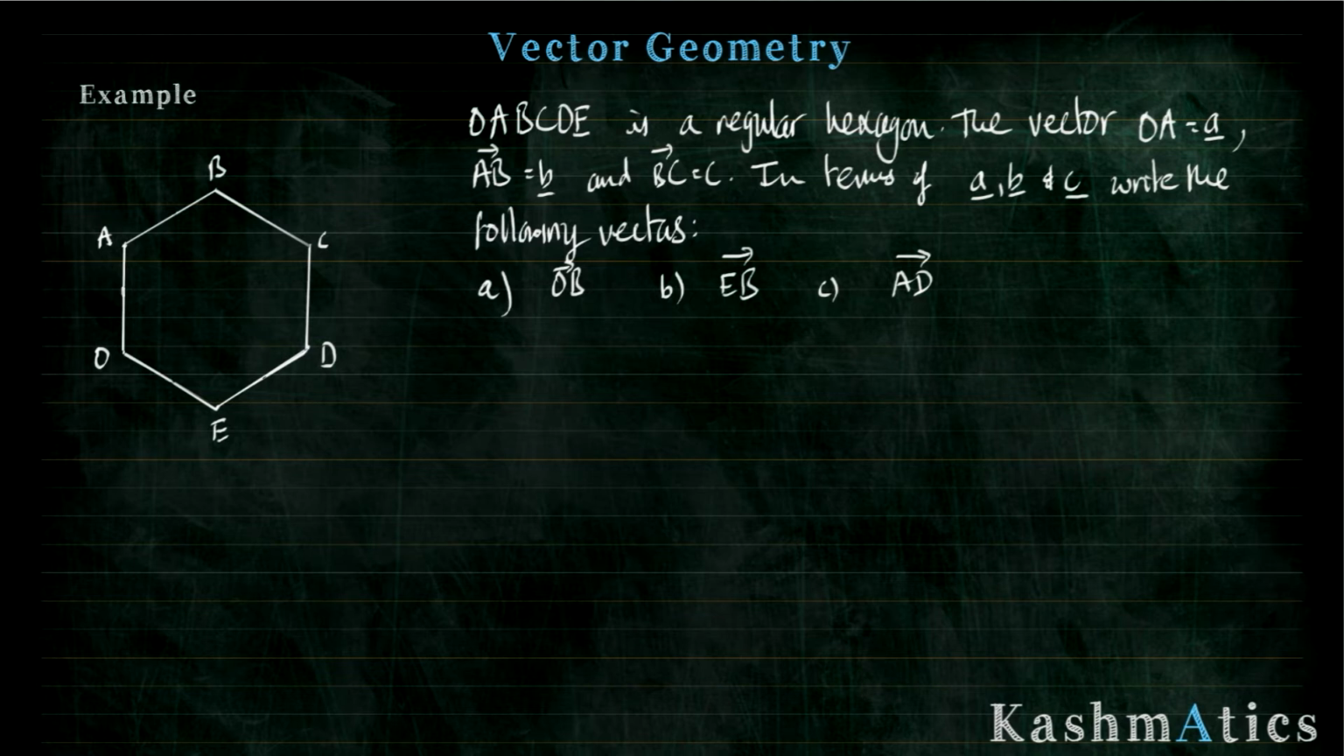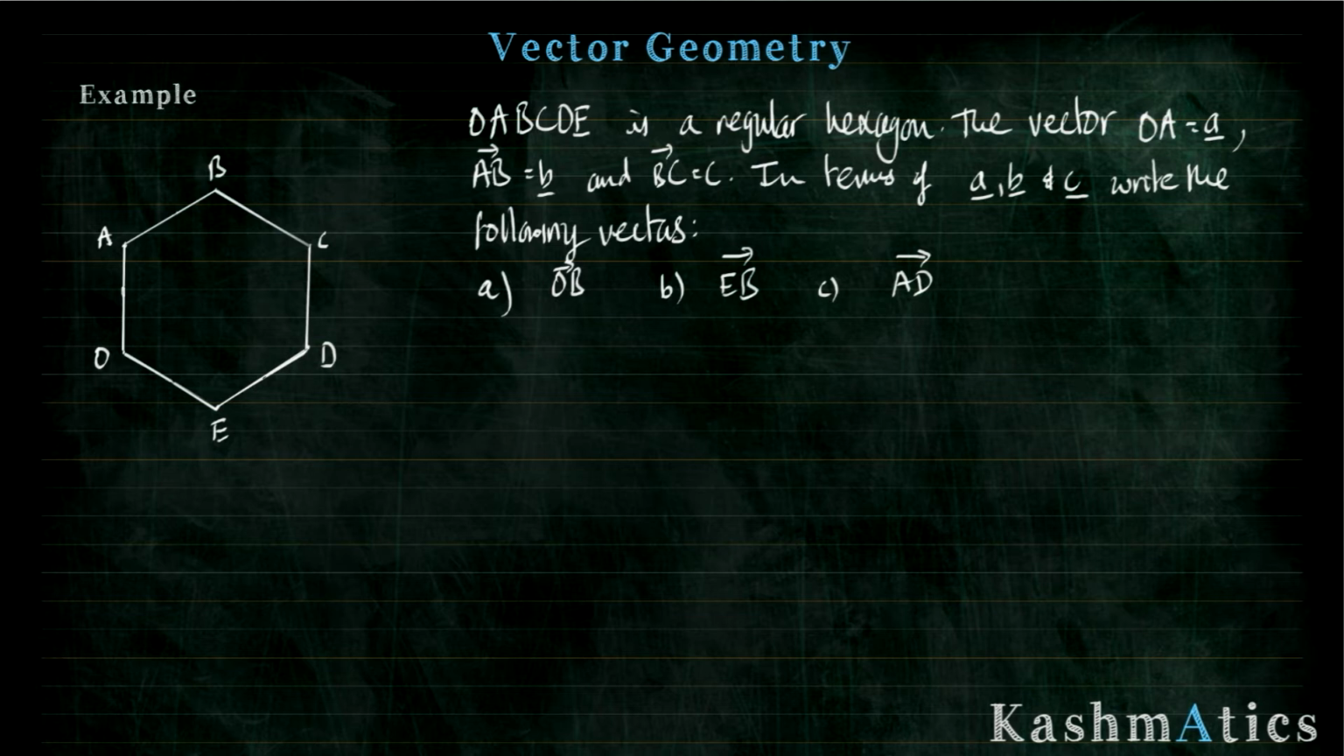Right, so here we have the first example. We've got a regular hexagon OABCDE, and the vector O to A is A, the vector A to B is B, and the vector B to C is C. In terms of A, B, and C, write down the following vectors. Now, if you want to have a go at this before I go through the answers, then please pause the video and I'll go through it shortly.